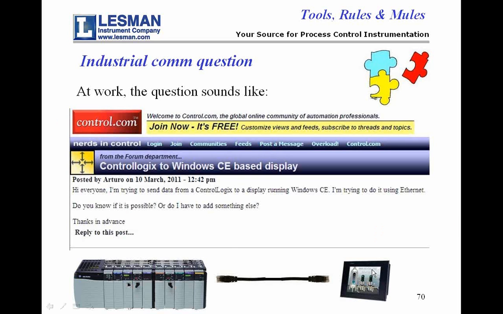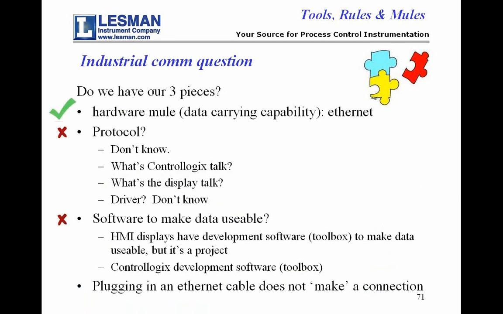Look at the industrial situation, where we've got the ControlLogix PLC, we've got the HMI over here that runs Windows CE, we plug them in with an Ethernet cable. Let's ask ourselves the same question. Do we have the 3 pieces of the puzzle in order to make an industrial protocol or an industrial communications link work? Well, again, we've got the hardware mule, the data carrying capability, over Ethernet. Do we have a protocol? Well, from the information we're given, we just don't know. What protocol does ControlLogix talk? Don't know. What does the Windows CE display talk? Don't know. Do we have drivers? We just plain don't know.